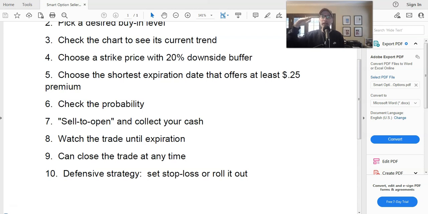I have to buy it at 80. It's trading at 70. I'm going to get out, just buy the option back and take my loss and move on. Or you can do what's called rolling out the trade, where you roll the trade into a future expiration date for a lower strike price. That's another video for another day, but that's something you can do as part of your defensive strategy.